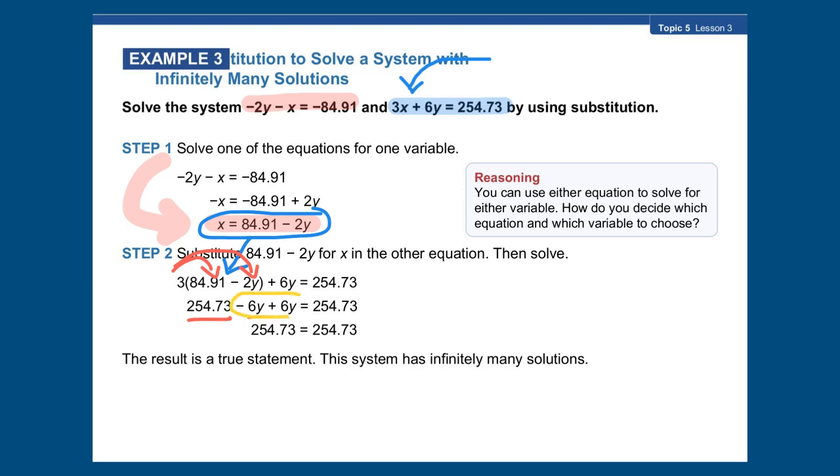Clean up. Those cancel. So that means I've got this equals this, and that always will be the case, no matter what your variables are. And so you're going to have infinitely many solutions.